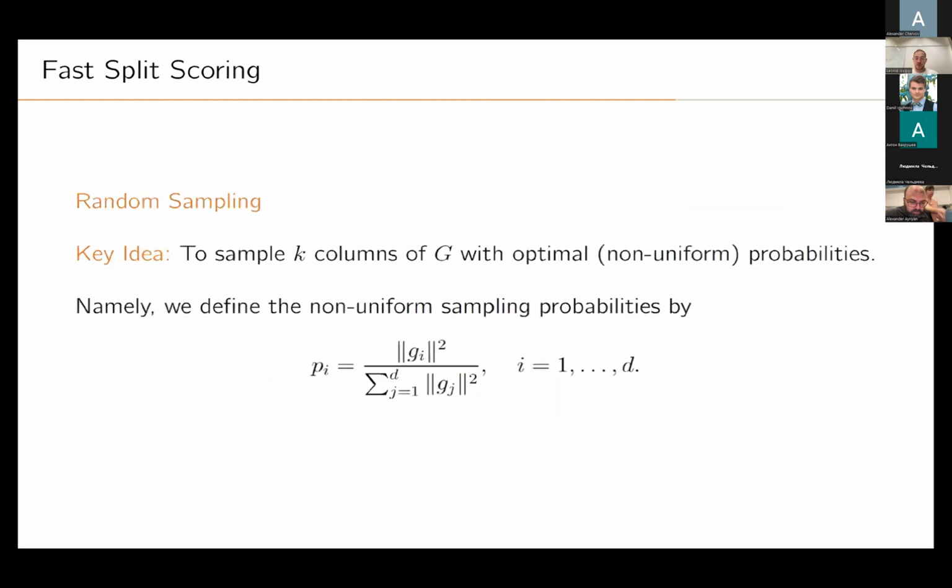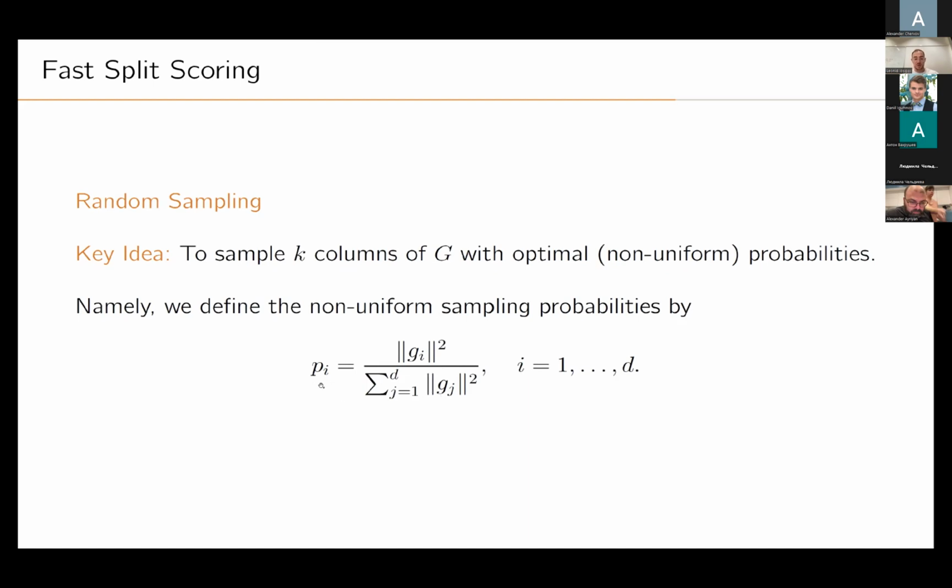After top outputs, what worked also pretty well is random sampling. These two methods are pretty similar to each other, but in random sampling, we don't choose the columns of matrix G, but we sample them with some probabilities. We computed the optimal probabilities in this problem, and it appeared that the optimal probabilities are just proportional to squared norms of columns of matrix G, of our gradient matrix.